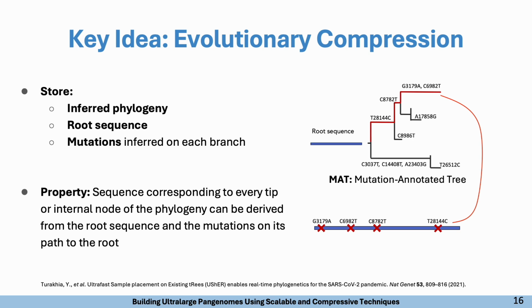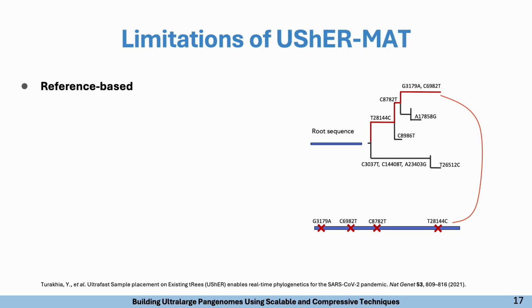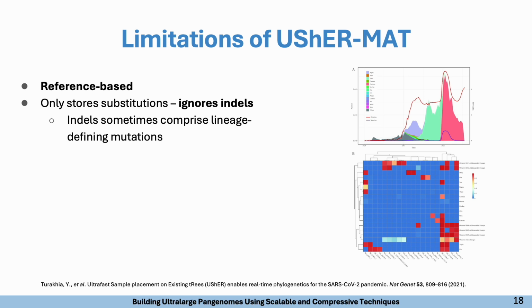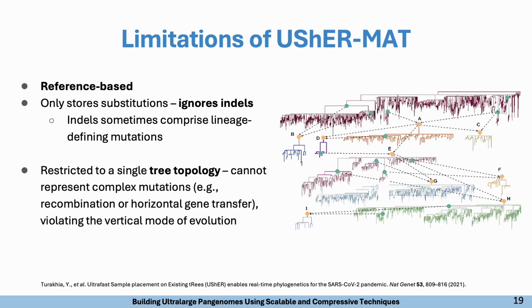This format was first used in Usher, and Usher MAT had a few limitations. First, it has reference bias because the mutations are inferred with respect to a reference sequence. Secondly, it only stores substitutions, and indels were not represented. And many works have demonstrated that indels could be critical for many studies. For instance, indels are proven to be a crucial member of lineage-defining mutations in SARS-CoV-2 phylogenies.